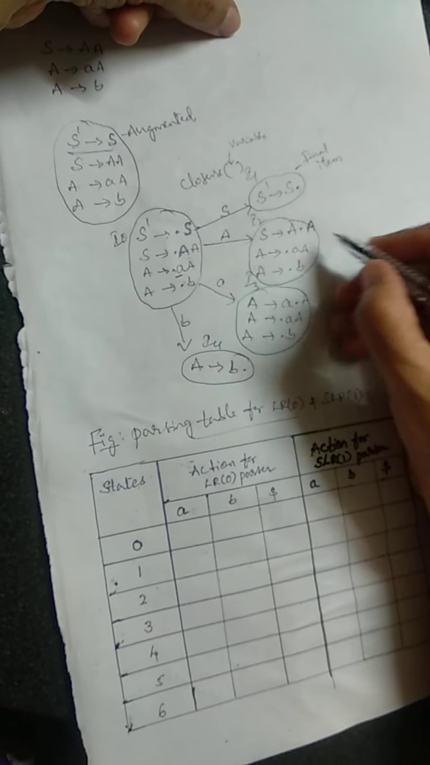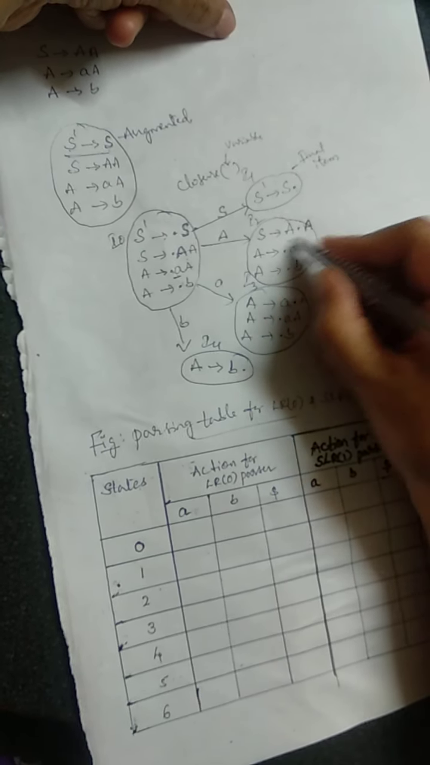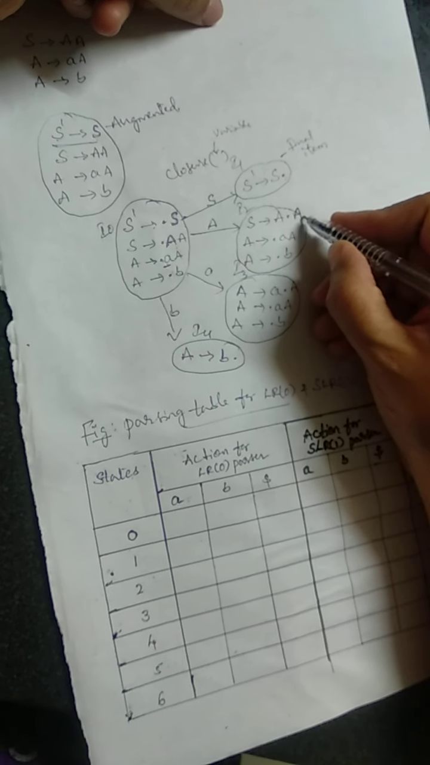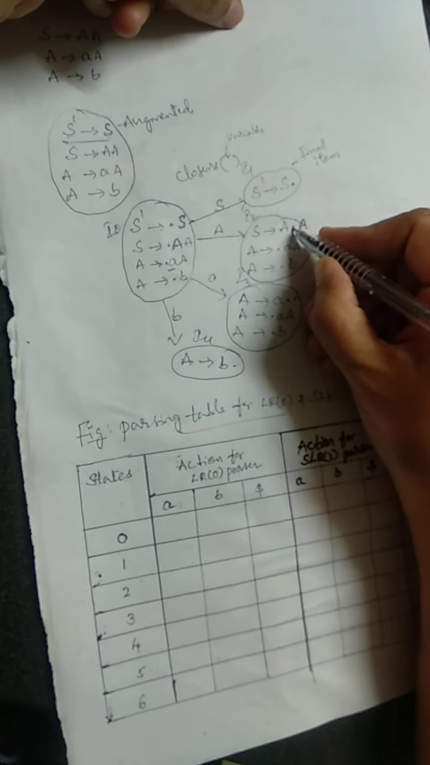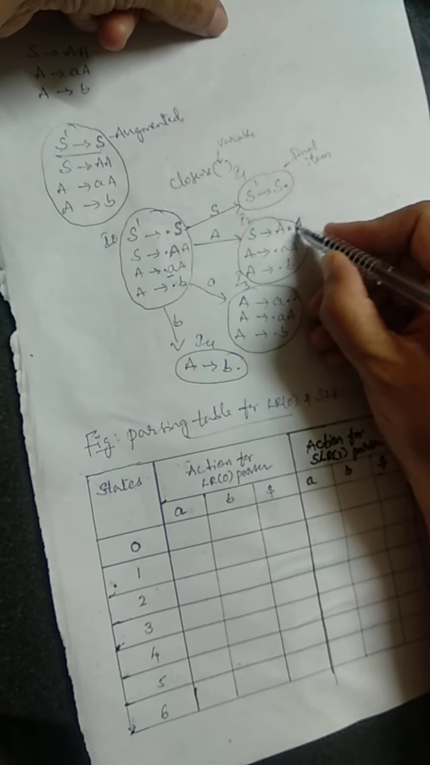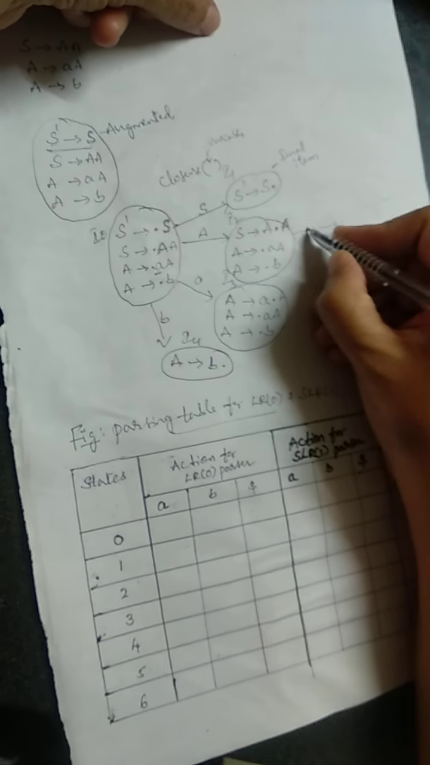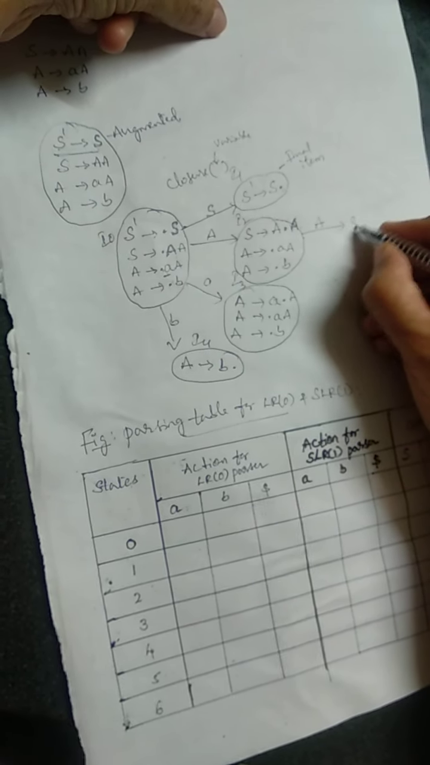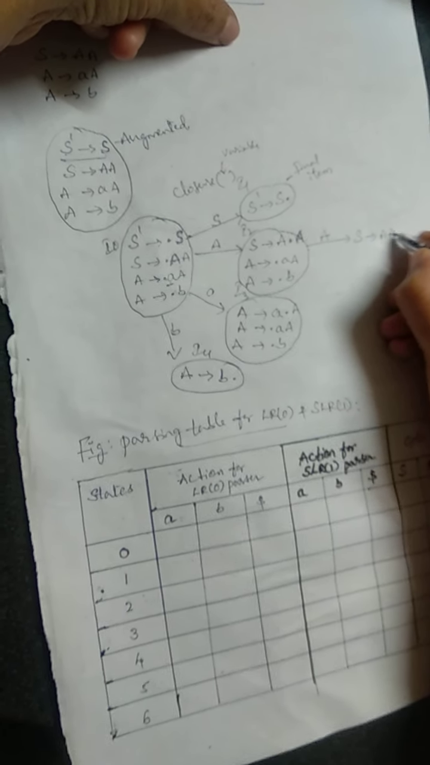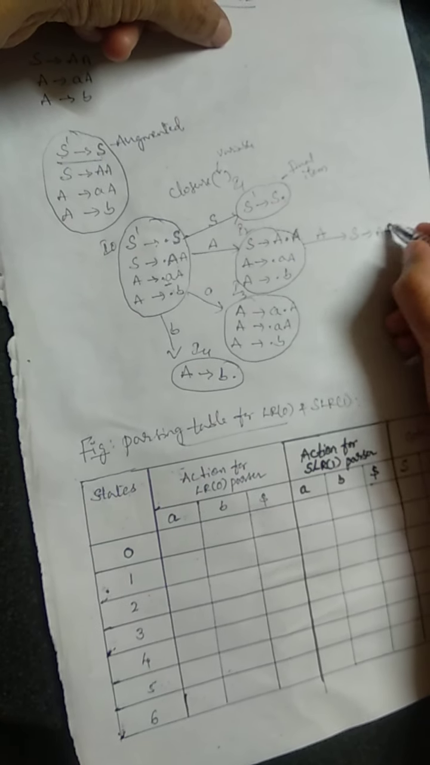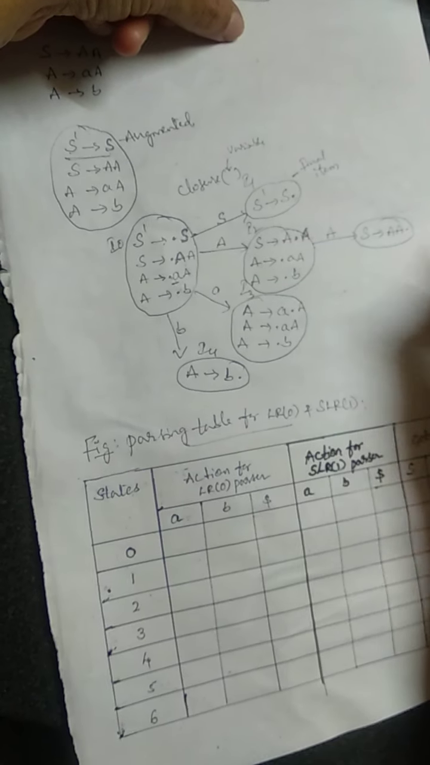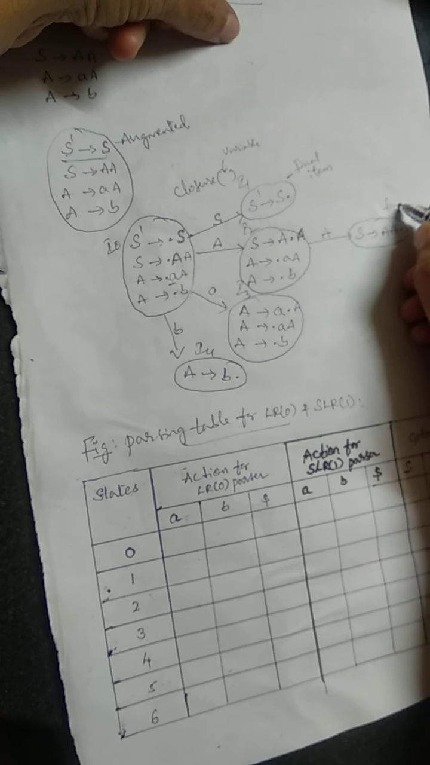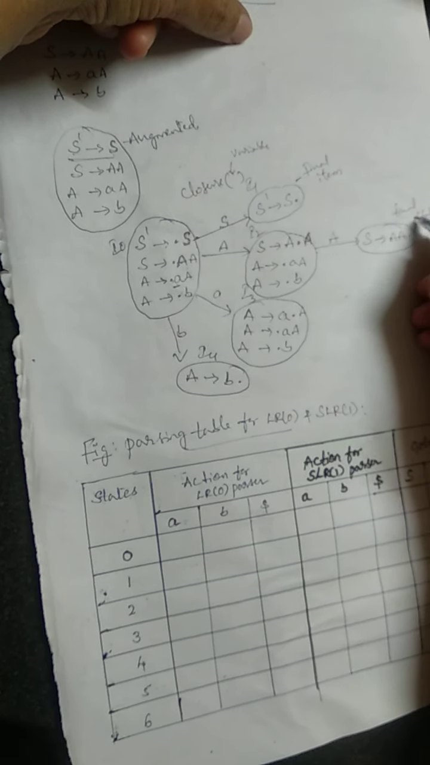Coming to the state I2, in these items the dot has not reached the end, so the dot is still going to read the variable A. After reading this variable A, where will the dot move? To the end, AA dot. So again the dot has reached the end, so this also becomes a final state or final item.